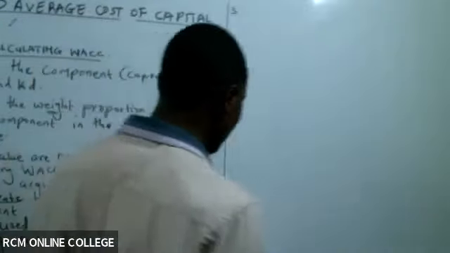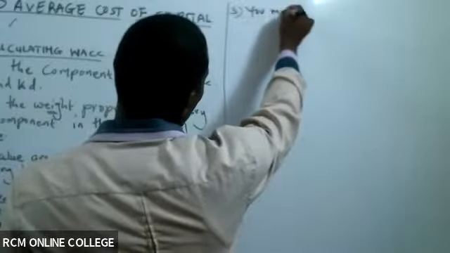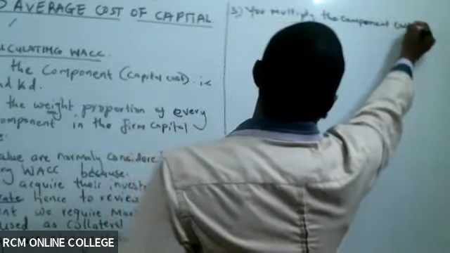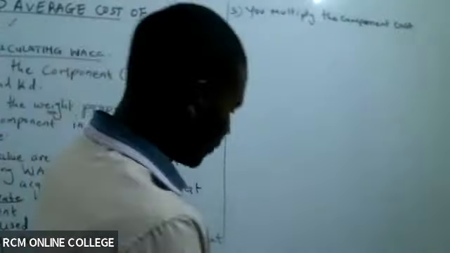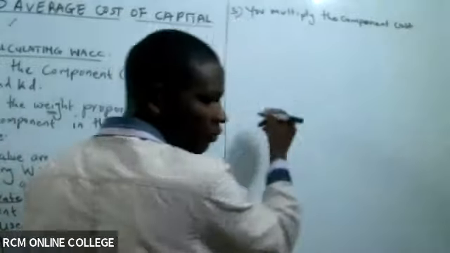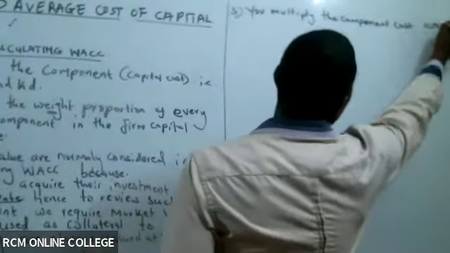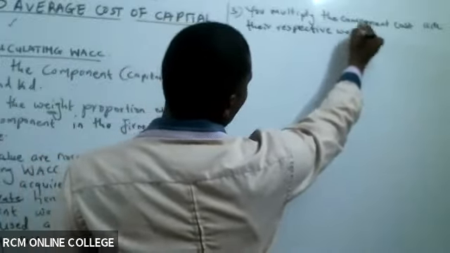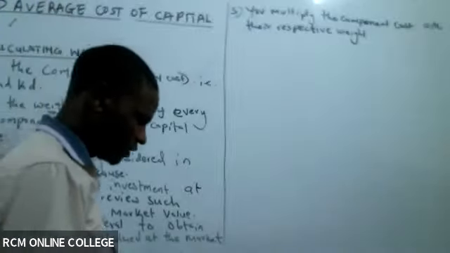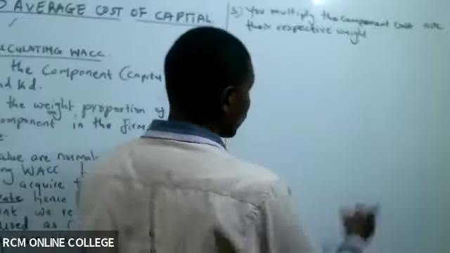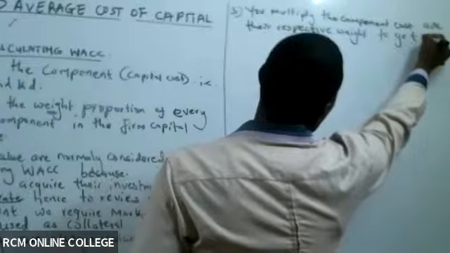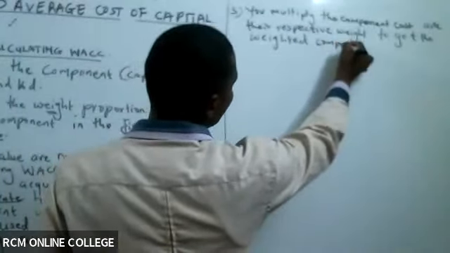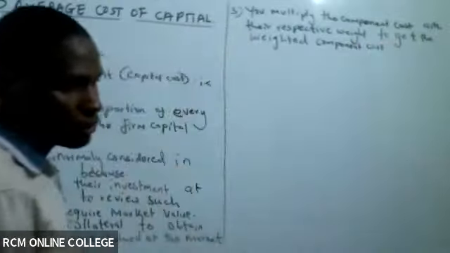Step number 3. You multiply the component cost with their respective weight to get the weighted component cost.